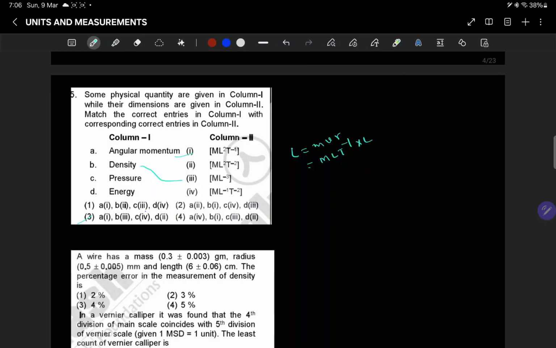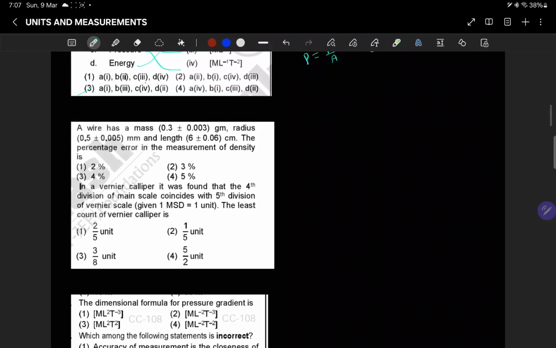Pressure is nothing but force per unit area. Pressure is force per unit area. Force is ML T power minus 2. Area of cross section L square. So M L power minus 1 T power minus 2. Pressure here it is 4, students. And now here D is energy, ML square T power minus 2, D2. So it is given, third option. Easy question, students. Easy question.